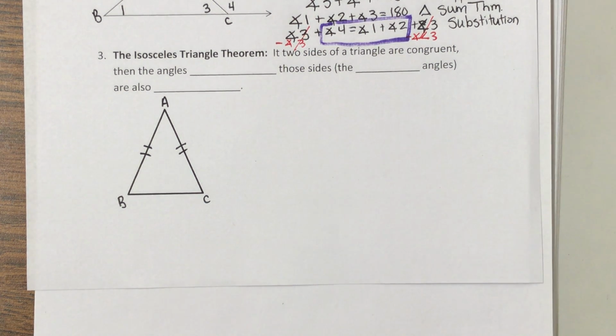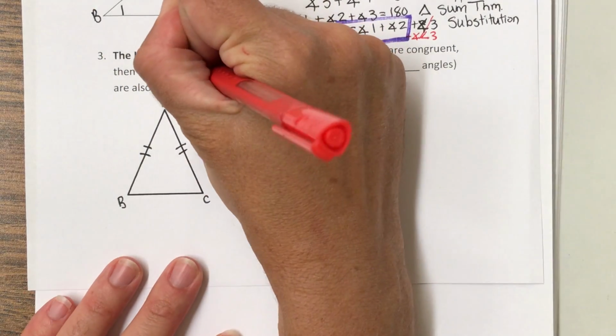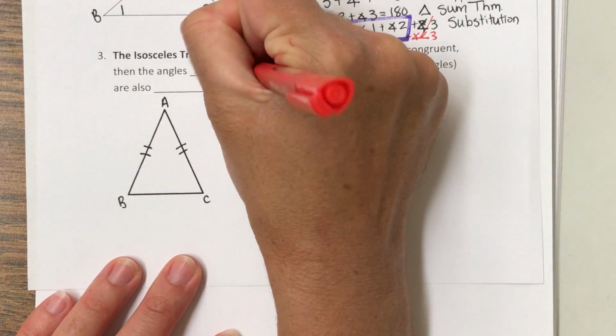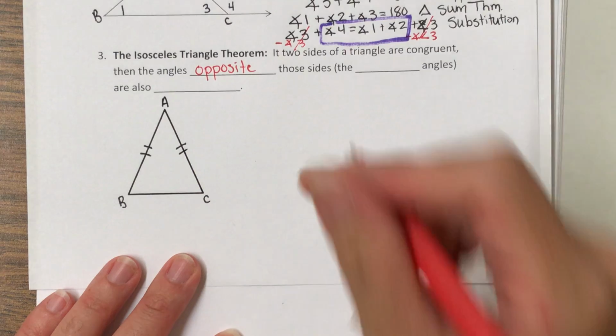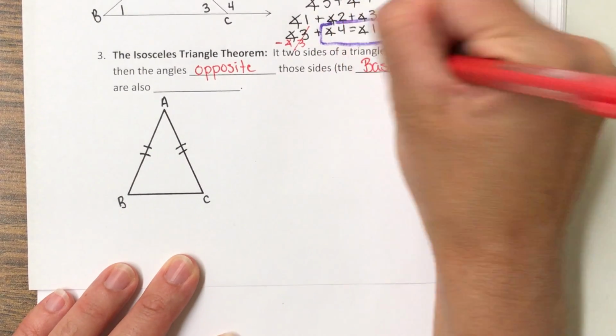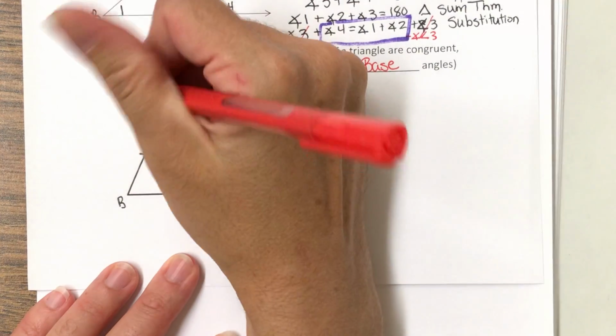So what this theorem says is if two sides of a triangle are congruent, then the angles opposite those sides, known as the base angles, are also congruent.